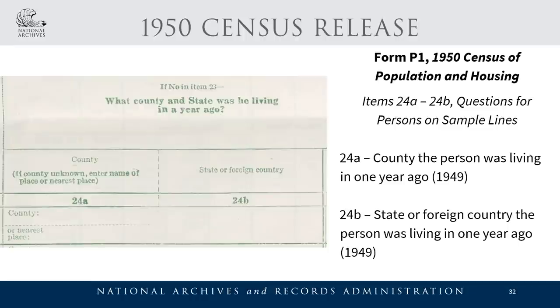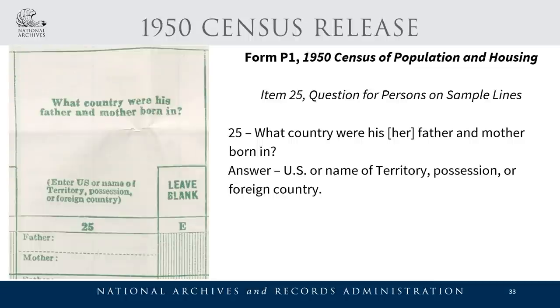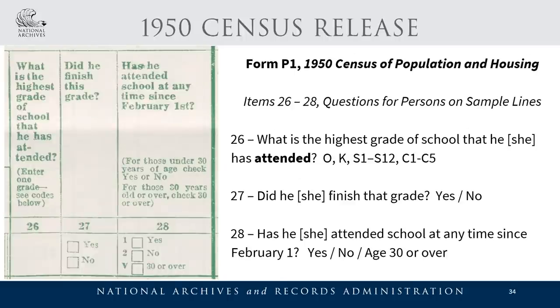Items 24A and 24B ask more questions about migration. If the person had not been living in the same county a year ago, then the question was, what county and state was he or she living in a year ago? And that's state or foreign country. The persons on sample lines were also asked in item 25, what country were his or her father and mother born in? The answer was to be given as U.S. or the name of the territory, possession, or foreign country. Items 26 through 28 asked about education.